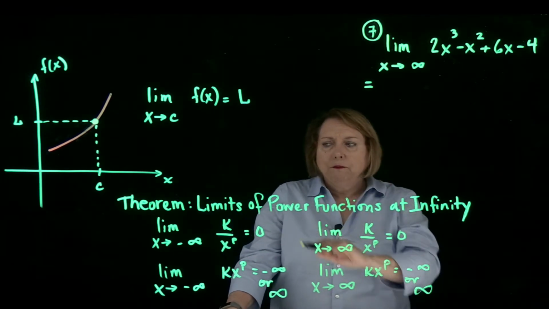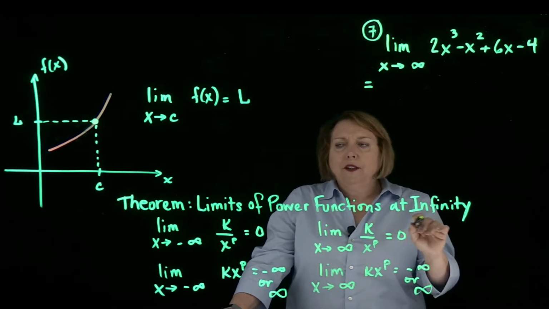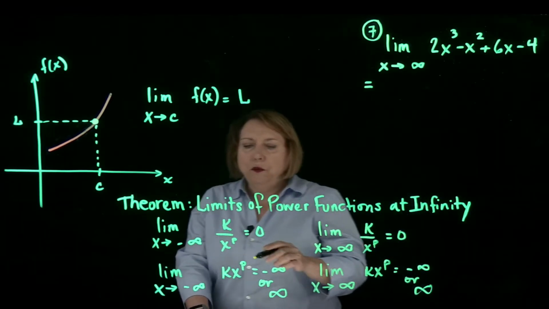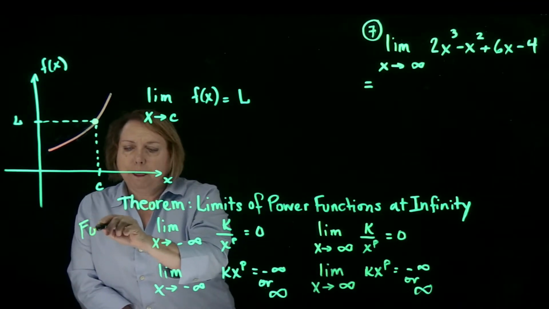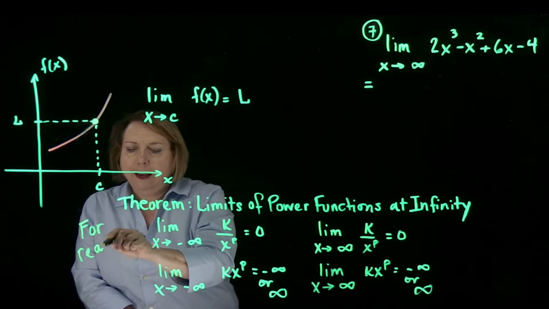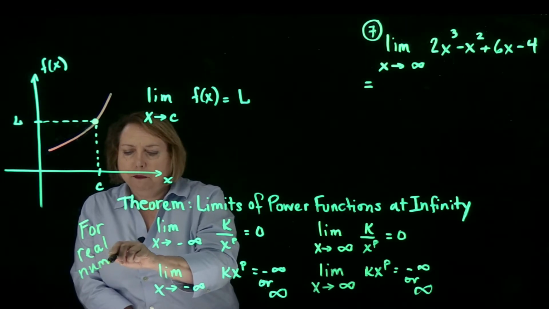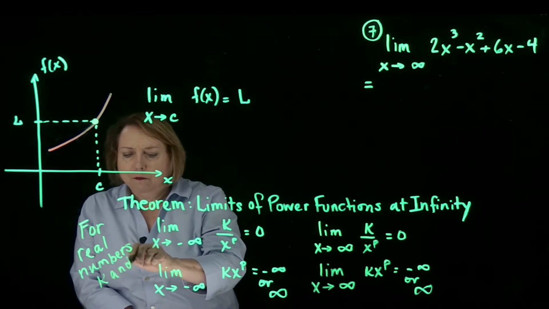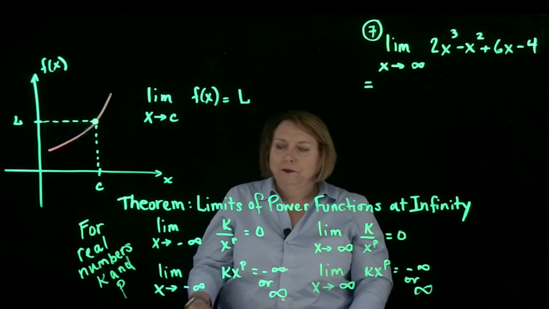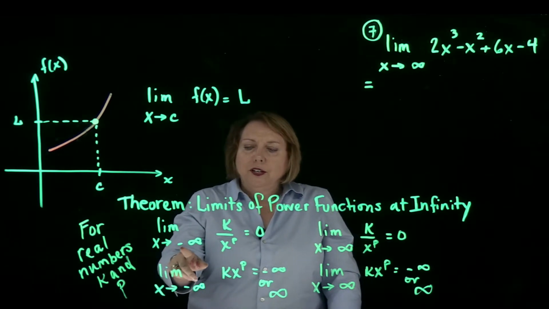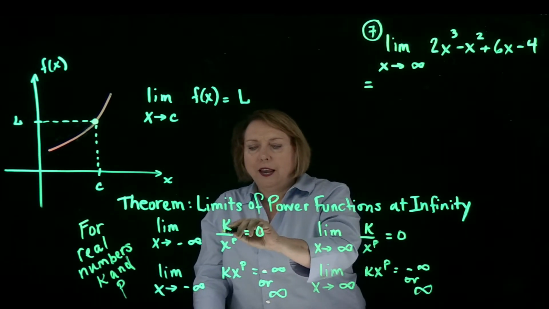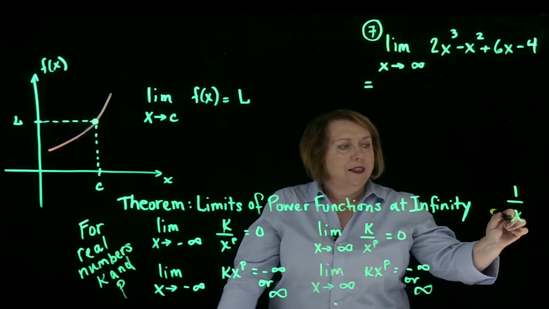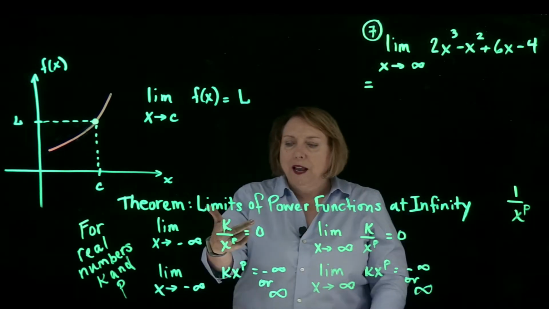We have to talk about this theorem. We have a theorem for limits of power functions at infinity. And if we have, for real numbers k and p, we have the following theorems. The limit as x goes to negative infinity, if we have a function that's k divided by x to the p, you can think of this as 1 over x to a power, multiplied by a constant k.